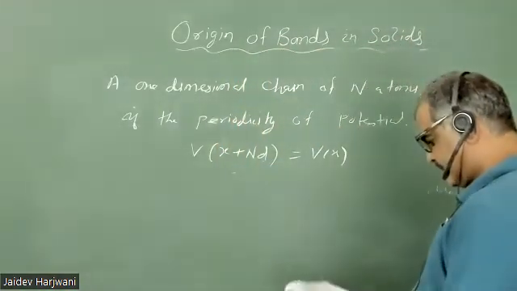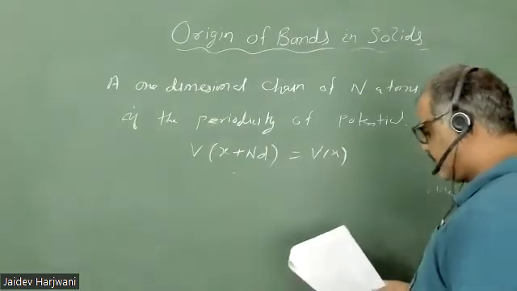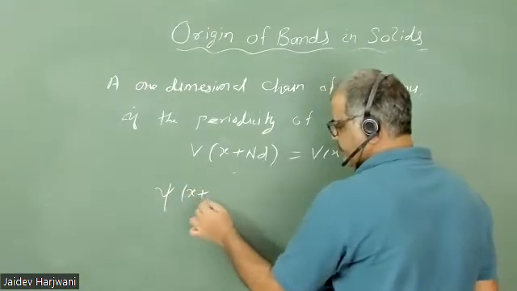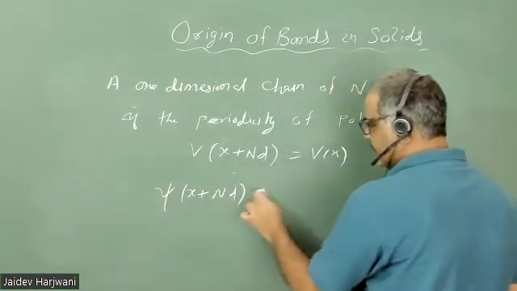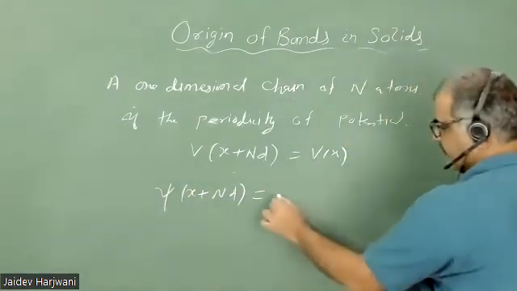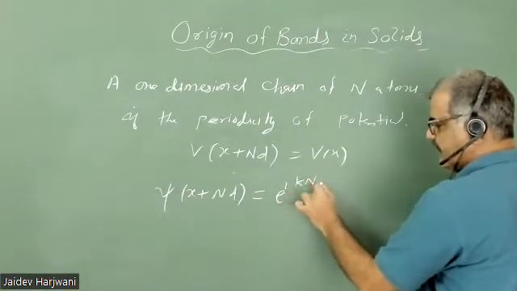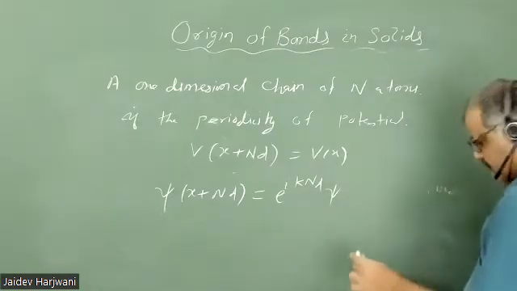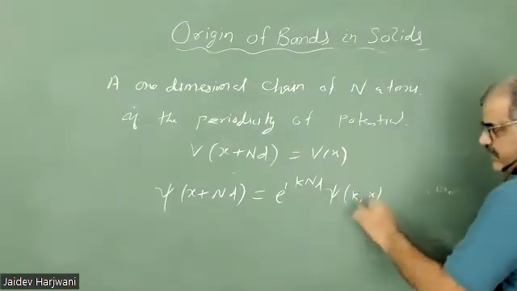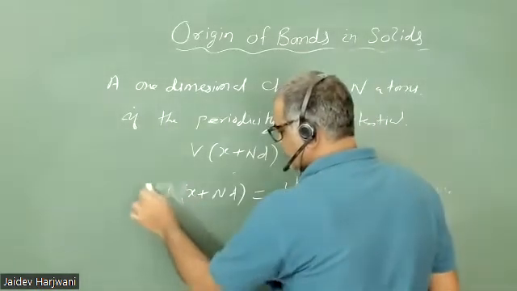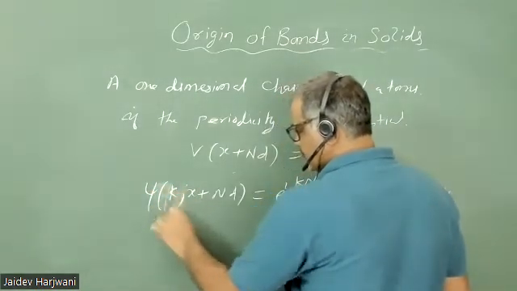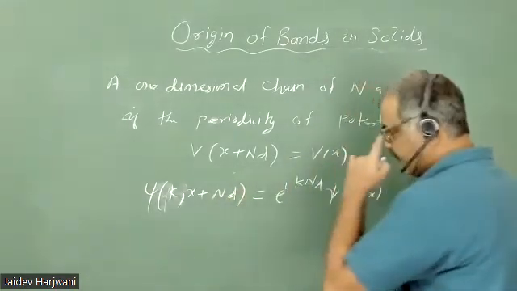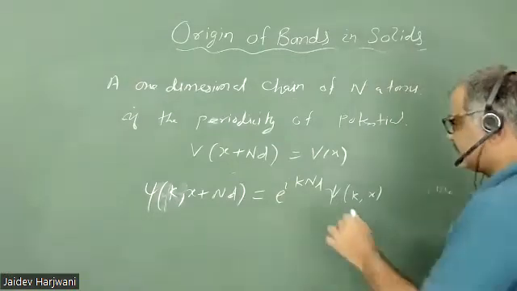If this is the periodicity, I can write my wave function as psi(x + nd) = e^(iknd) psi(x). It is the same here also, you can put psi_k. So this is the same periodic condition, which we have used several times.